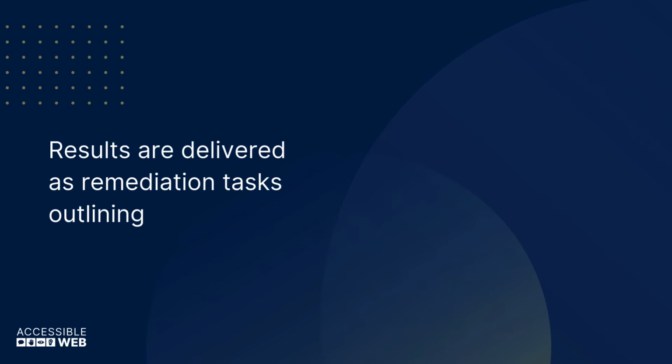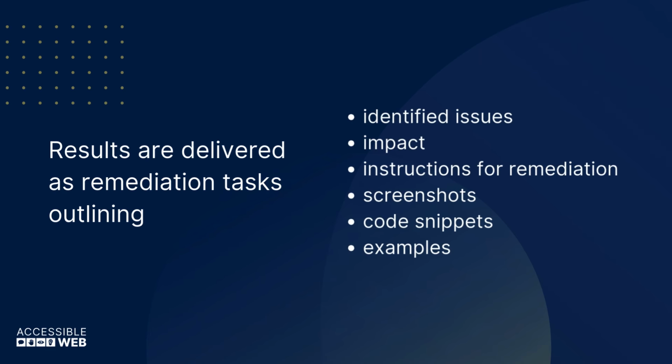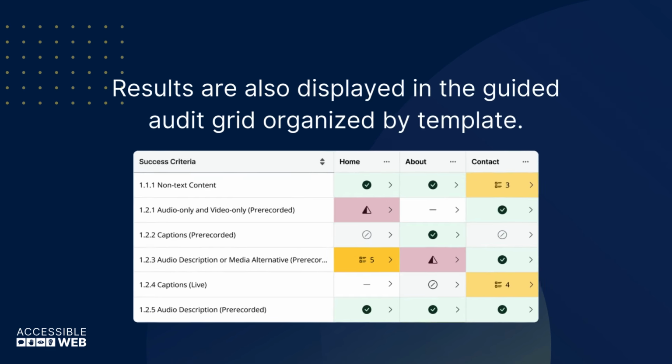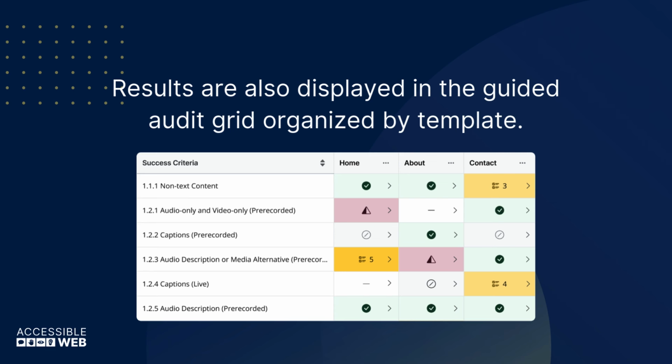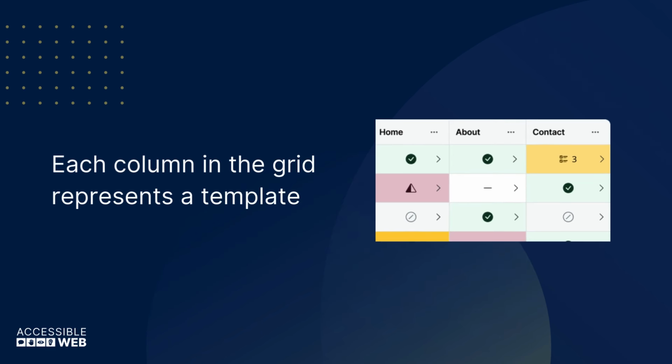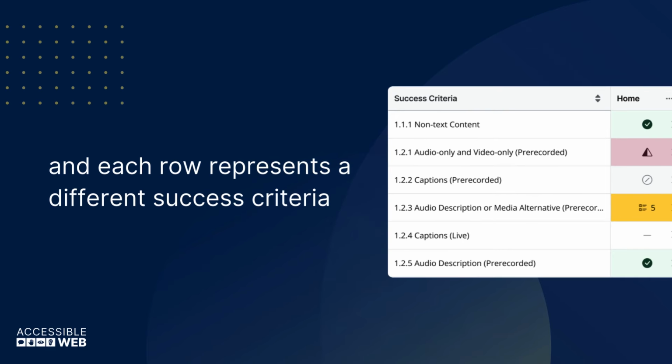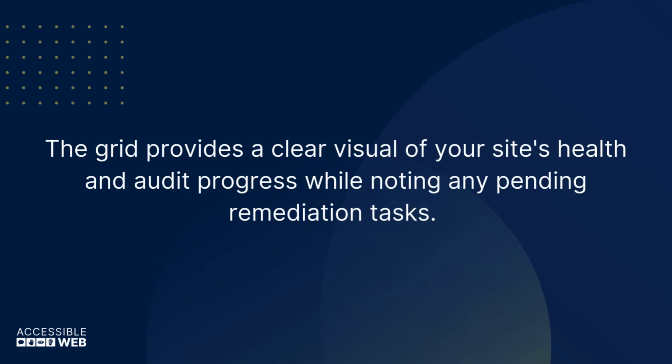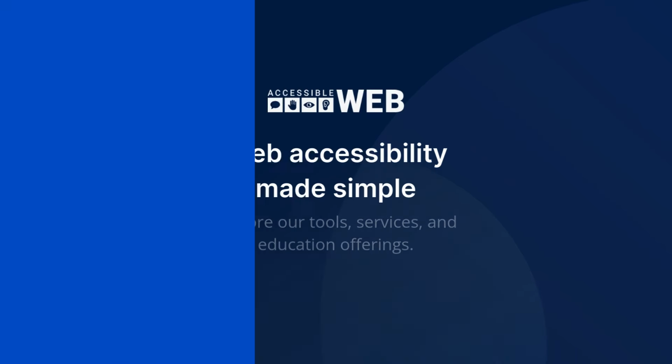Results are delivered as remediation tasks outlining the identified issues, their impact, instructions for remediation, screenshots, code snippets, and examples. Results are also displayed in the Guided Audit Grid, organized by template. Each column in the grid represents a template, and each row represents a different success criteria. The grid provides a clear visual of your site's health and audit progress, while noting any pending remediation tasks.